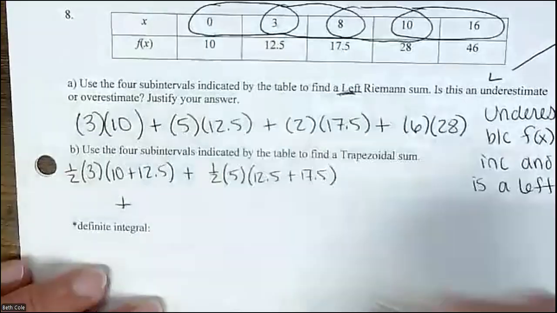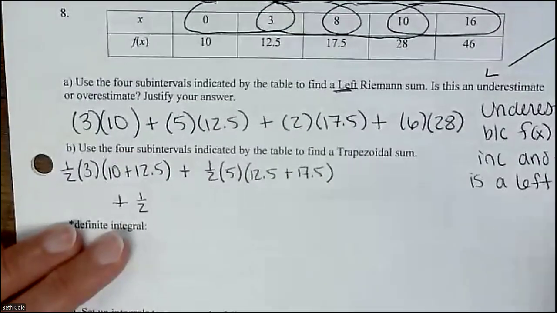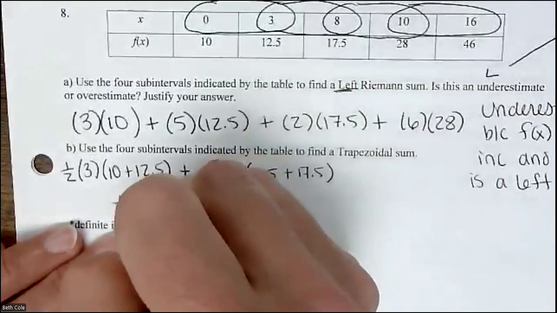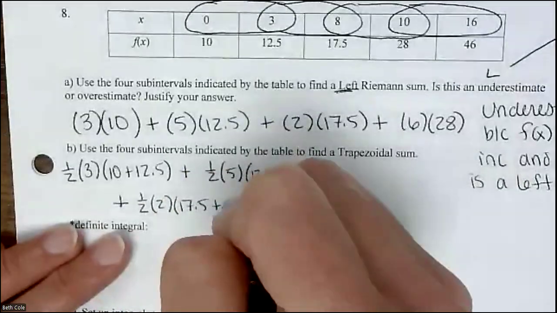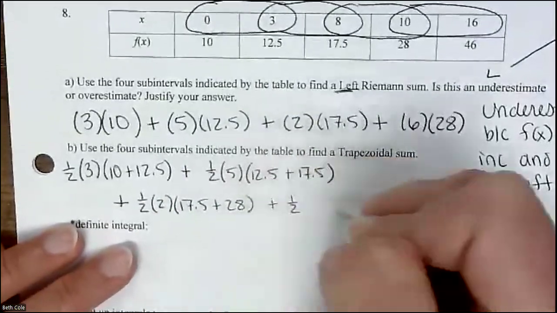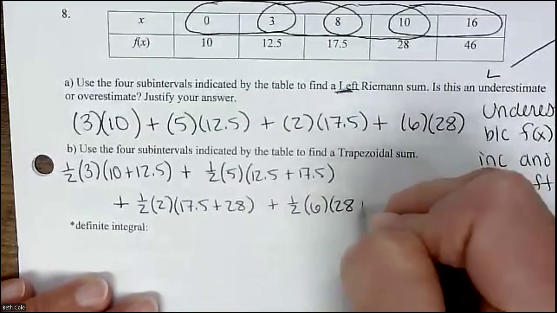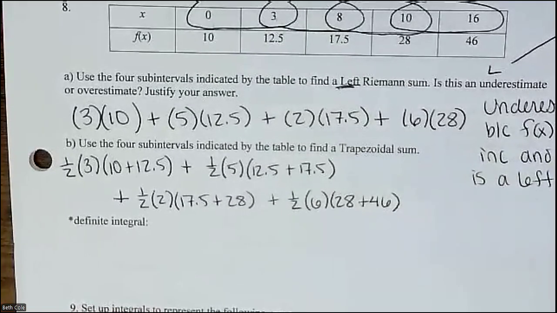I'm going to come down to the next line, so I'm going to run out of space. Plus 1/2, just literally do it again. 1/2 times 2, good. And then 17.5 plus 28. And then the last one, I'm not going to say this out loud anymore because I'm sure that's getting annoying. You guys try it and then make sure yours matches mine. And you do nothing to that, nothing at all.